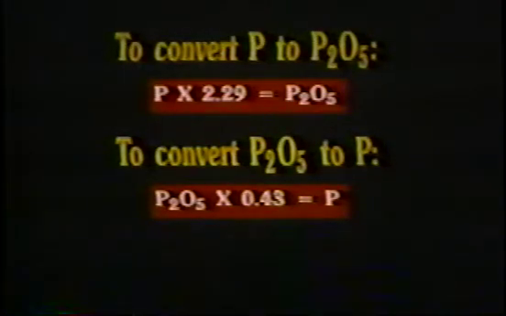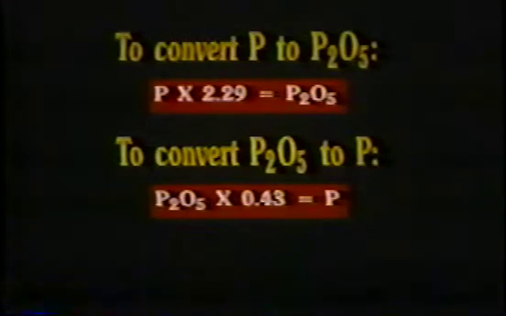This is a conversion that you ought to have in mind, to convert P to P2O5 or P2O5 to P. Now, you all know that on the fertilizer label, we report everything as P2O5. There is no fertilizer that contains P2O5. None. That's simply the way the chemists decided to report it years ago, on an oxide basis.